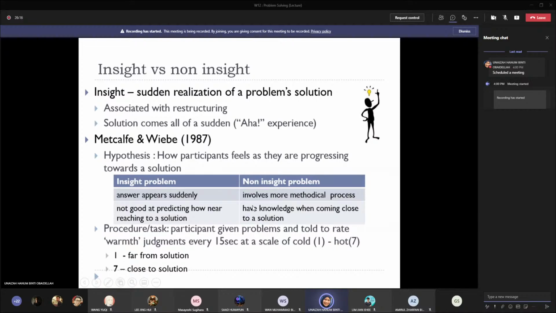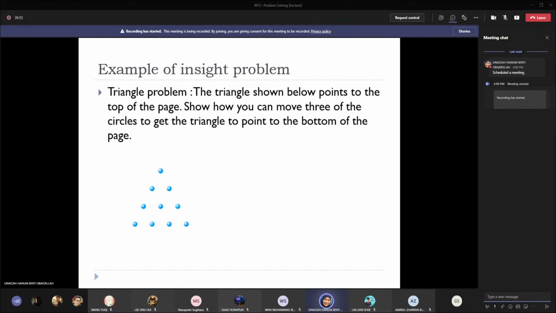Okay. So this experiment was done, and in the task, participants were asked to rate the warmth of their judgment every 15 seconds on a scale of 1 to 7. So 1 is very far from the solution, so it's cold, and 7, the closer they feel they are to the solution, their judgment will be closer to hot, right? So that is the idea. 1 is far from the solution, 7 is close to the solution. And this is basically an example of an insight problem.